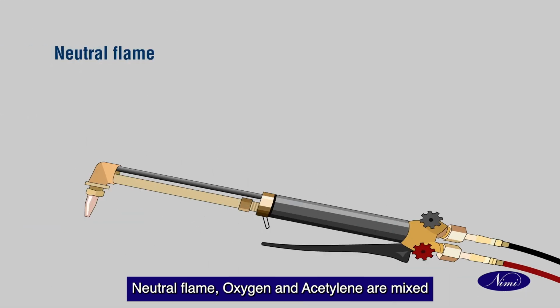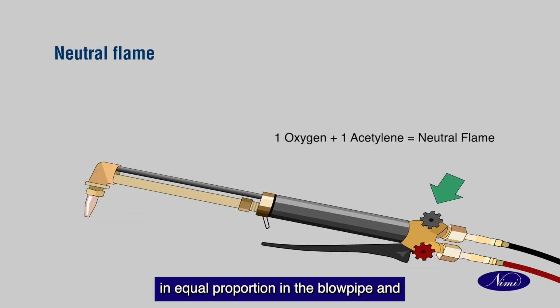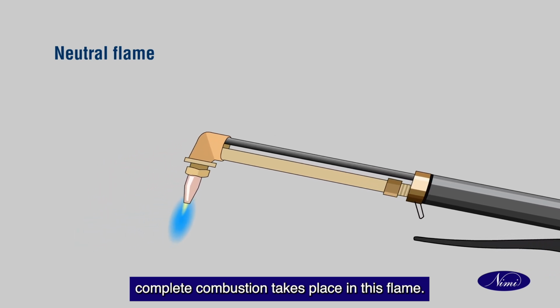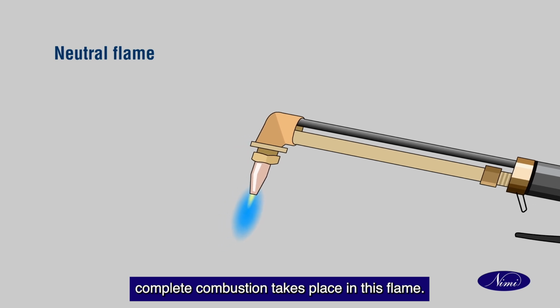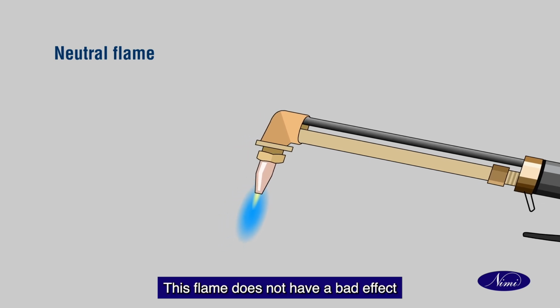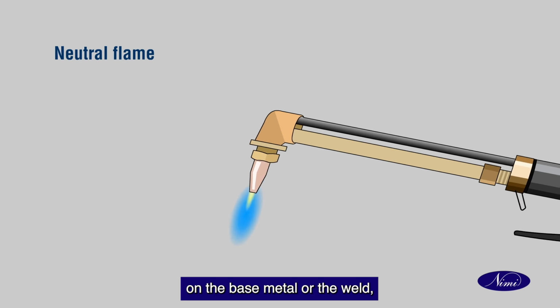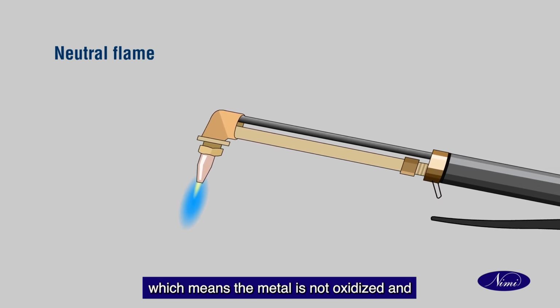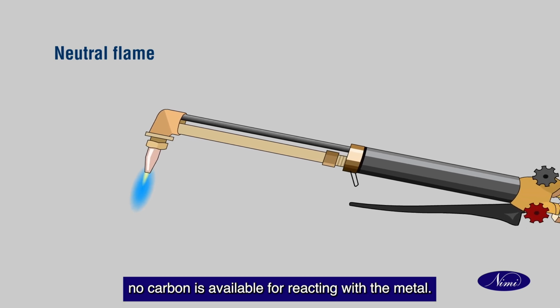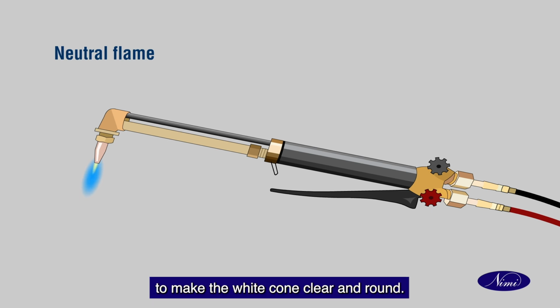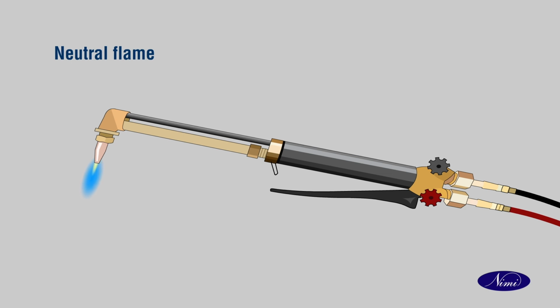Neutral flame. Oxygen and acetylene are mixed in equal proportion in the blowpipe and complete combustion takes place in this flame. This flame does not have a bad effect on the base metal or the weld, which means the metal is not oxidized and no carbon is available for reacting with the metal. To adjust the neutral flame, add sufficient oxygen to make the white cone clear and round.